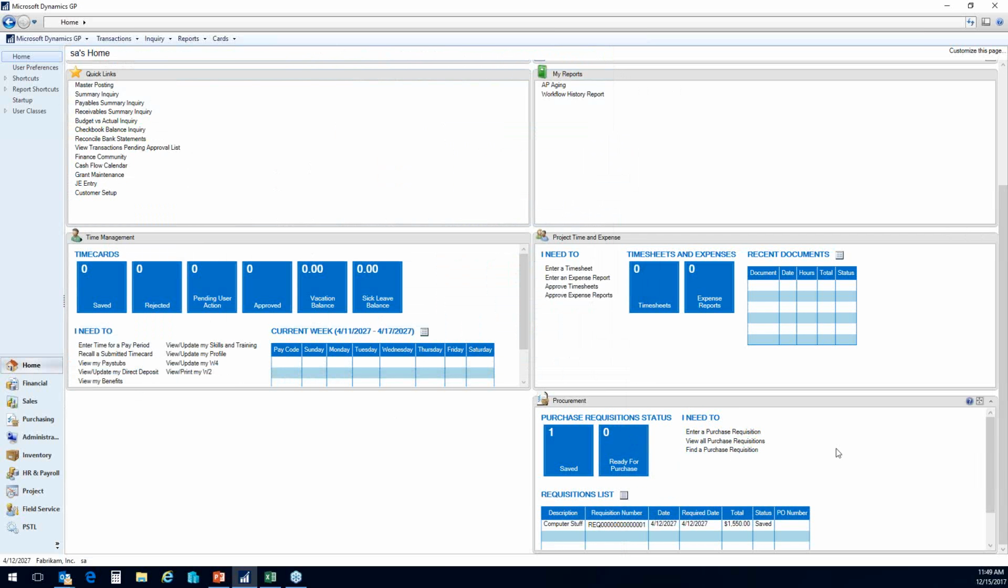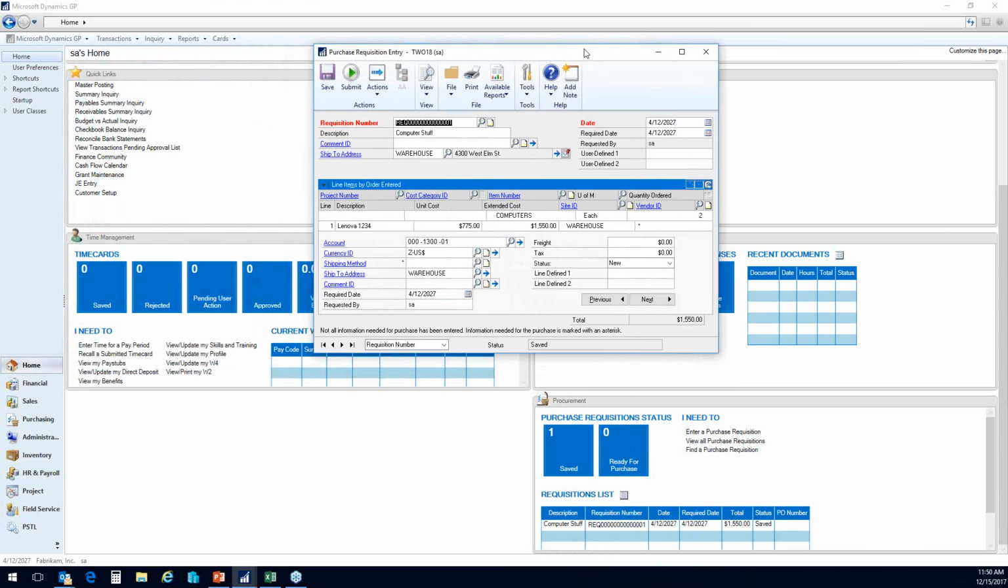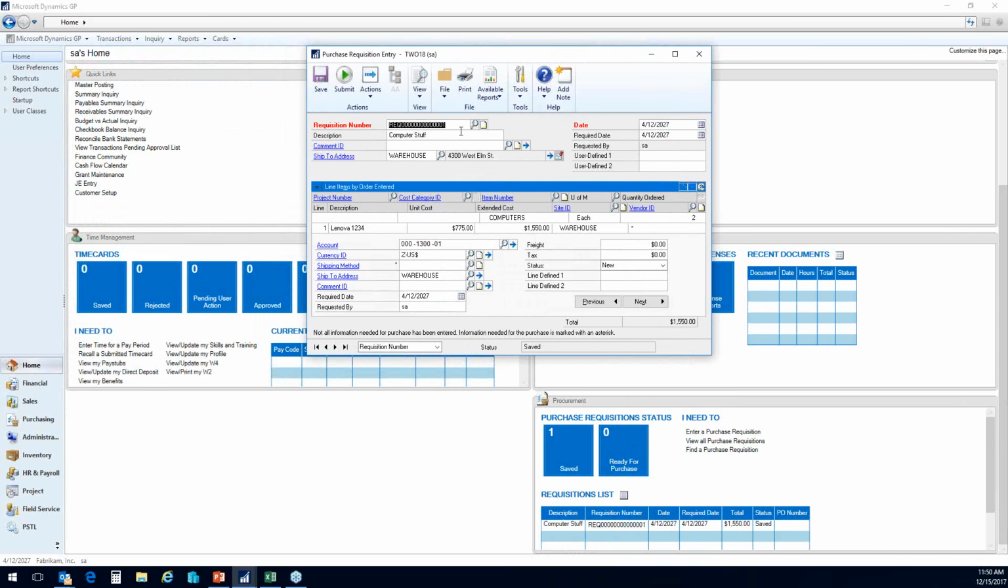Purchasing, down at the bottom here, we have the ability to enter requisitions. You see I've got a requisition in there that's saved, just called computer stuff. Well, that sounds kind of fishy, so we better drill into that. And sure enough, I've entered a requisition here. So not a lot of requirements, a requisition number and a date, and the system assigned those. So not a lot for me to do.